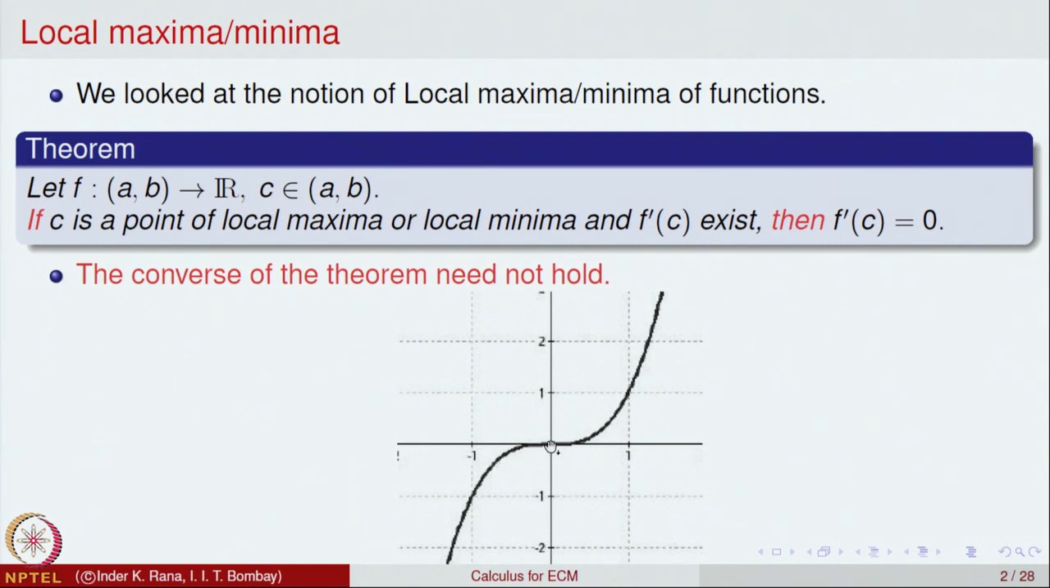So, at 0, the x axis is the tangent to this curve y equal to x cube, but at this point you can obviously see that there is no maxima or minima, because at all points nearby on the left the values are smaller, and the values of the function at points on the positive side are positive. So, they will be bigger than the value of the function at the point 0. So, the converse of this theorem need not be true.